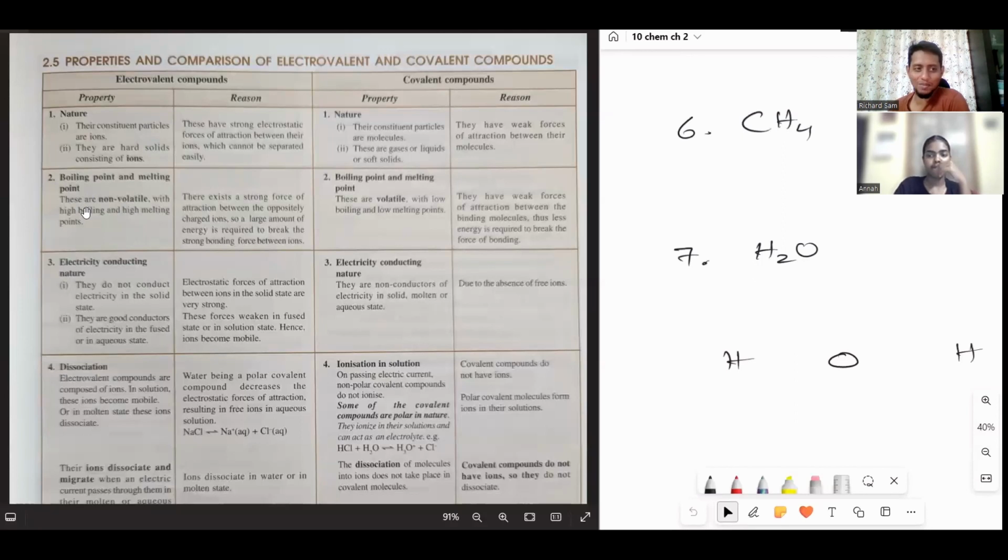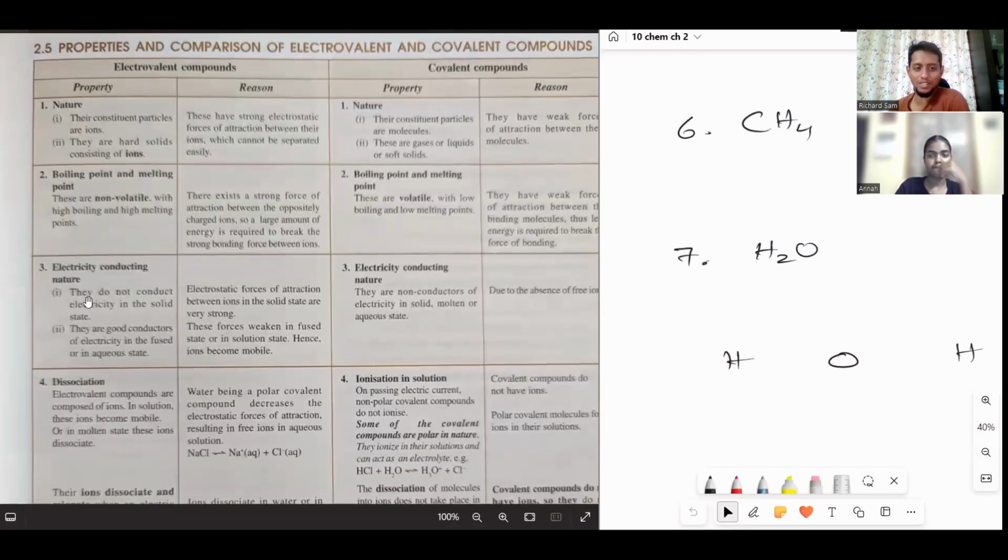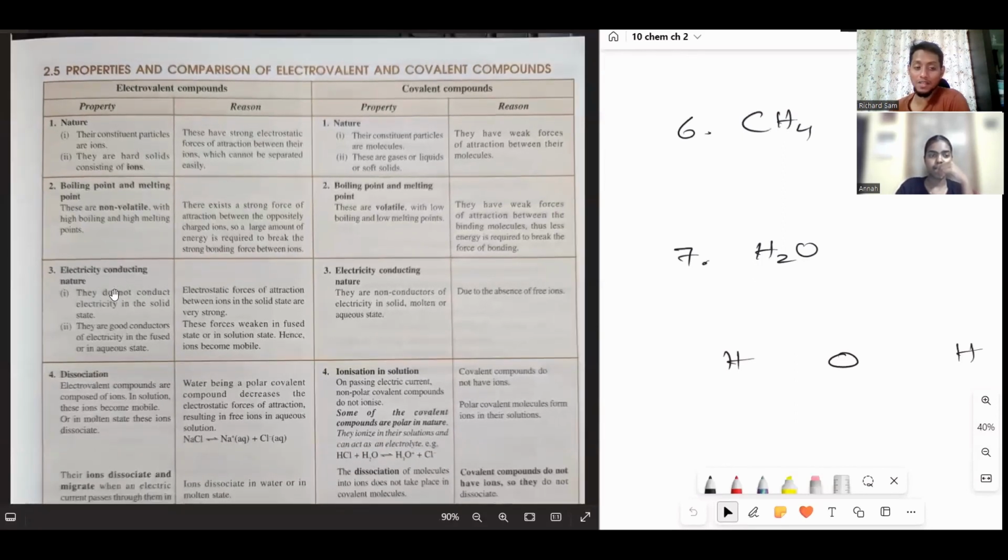Okay. Second point, we saw boiling and melting point. Third point, conductivity. Now, which are good conductors of electricity? The electrovalent. Electrovalent conduct electricity, but not in their solid state. Only in which state? Yes, in the liquid state only they conduct, but how do you make these solids into liquids?